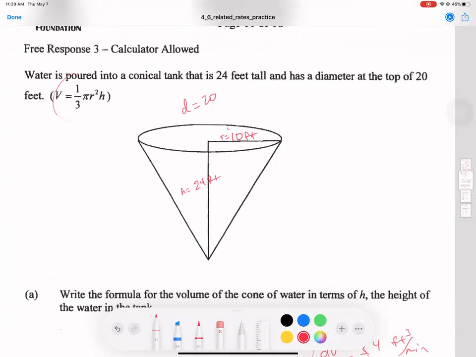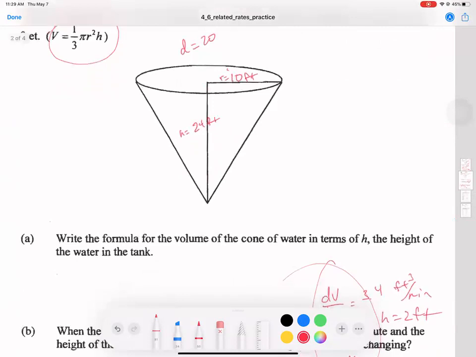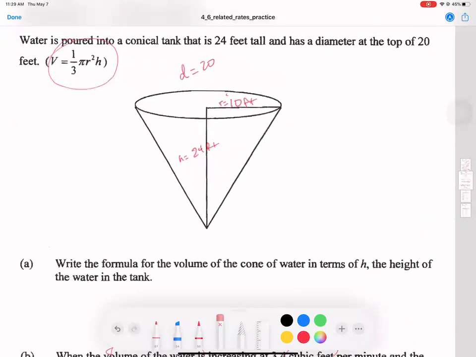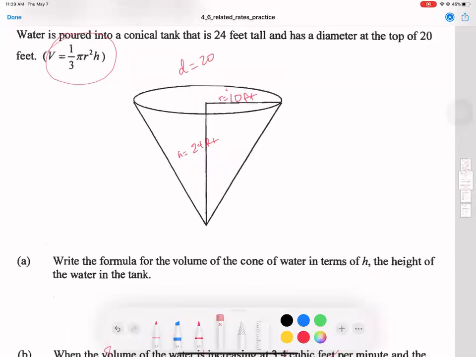They also gave us their volume equation here. Thank you very much. Now in this statement, write the formula for the volume of the cone of water in terms of H. So that's write the volume equation. Let's look at the volume equation on top. The volume is in terms of R and H. But they just said, write this only in terms of H.